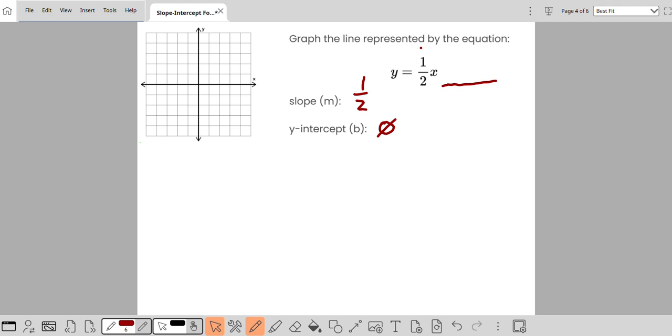When graphing points, always start with your y-intercept, or when graphing a line. So my y-intercept is 0. I'm going to put a point right there. Then I'm going to count my slope. My slope is positive, so that means I'm going up before I go right. I'm going to go up 1 over 2. And if I connected that, which I will not do, that would be the graph of your line.